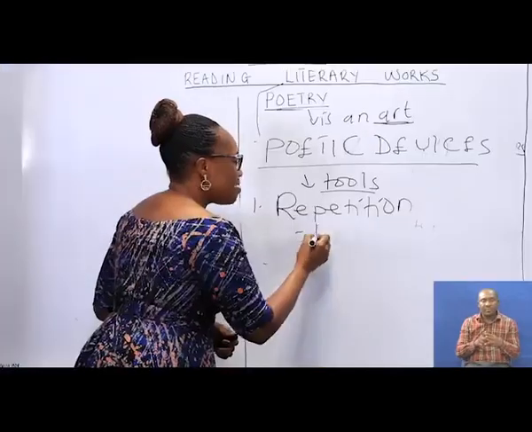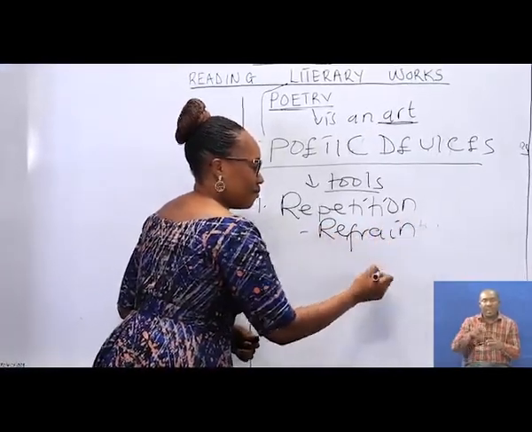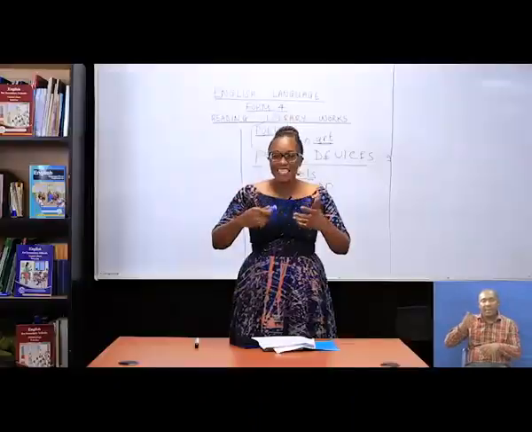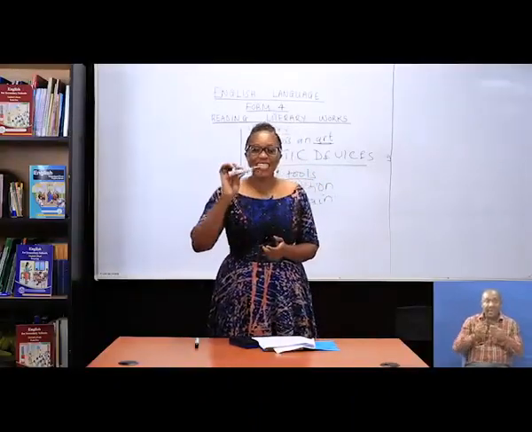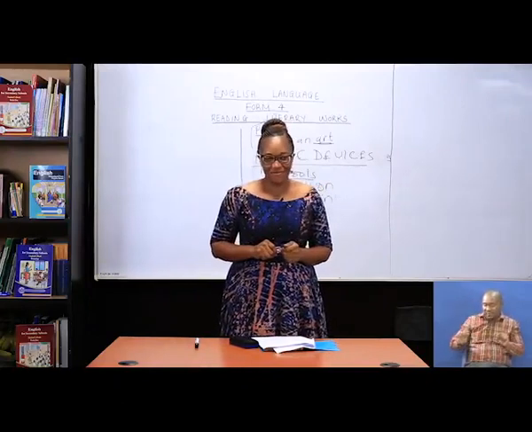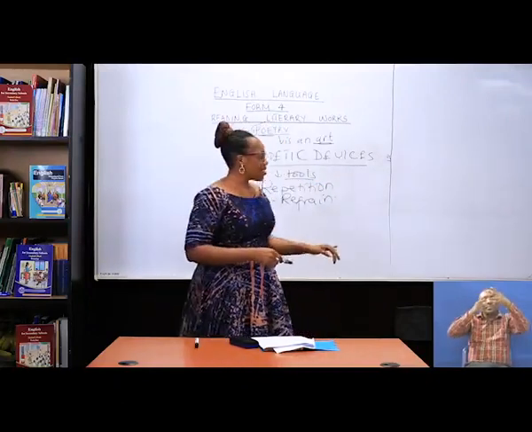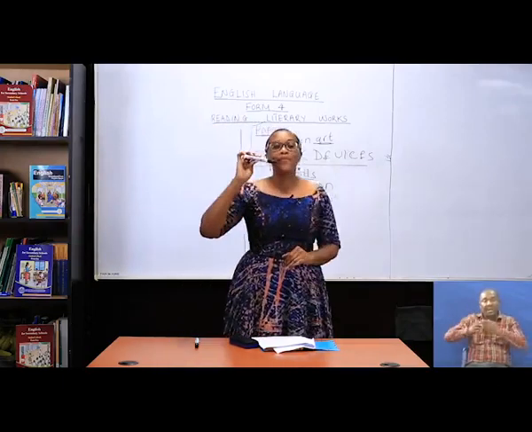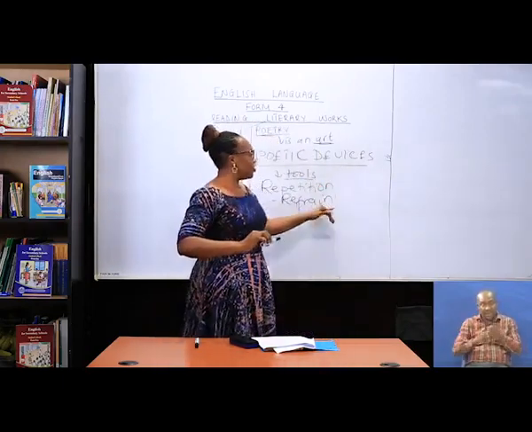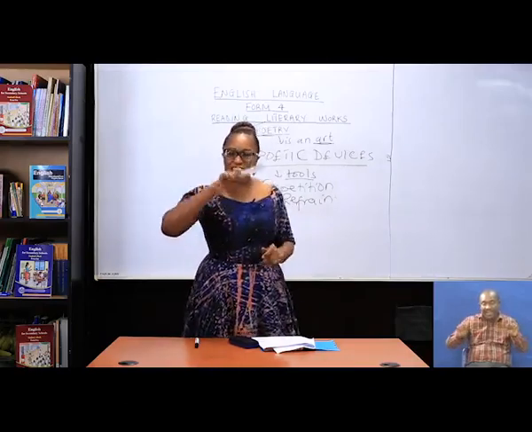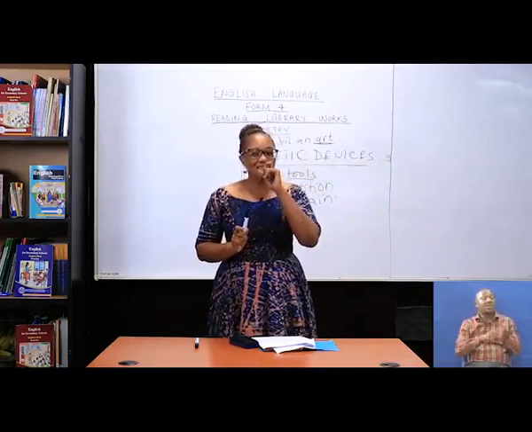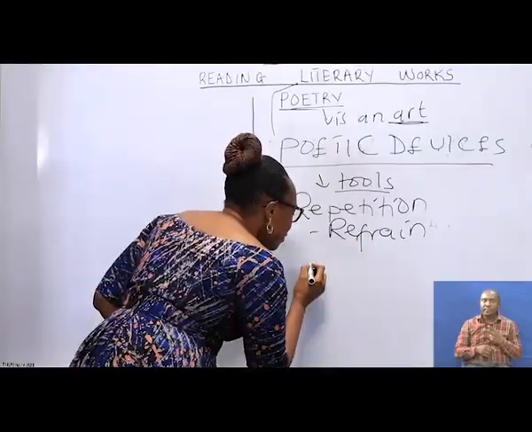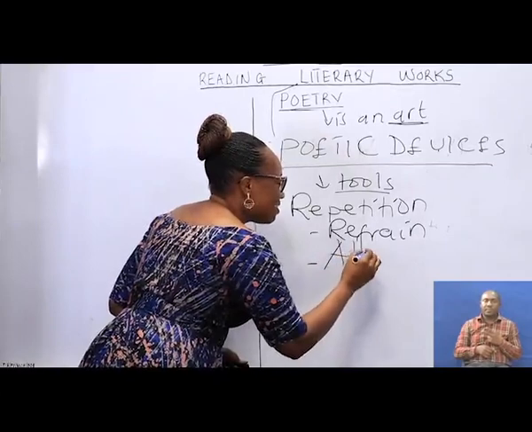The first one is refrain. What is refrain? A refrain is when a poet repeats a phrase or a verse at the end of each stanza. I repeat, refrain happens when a poet decides to repeat a phrase or a verse in each stanza. So if you see phrases repeated throughout the stanzas, then you know this is refrain. Good. Another type of repetition is alliteration.